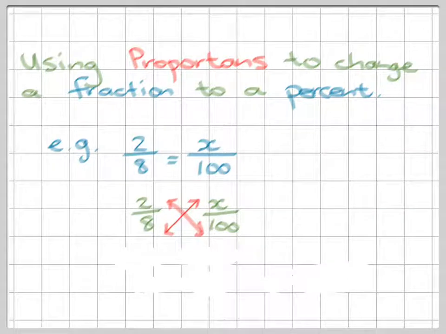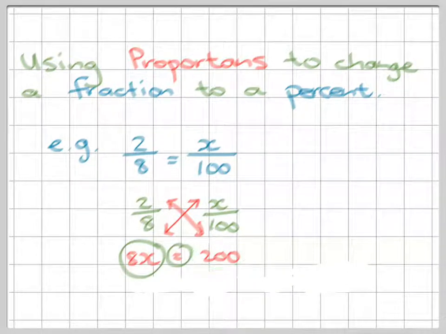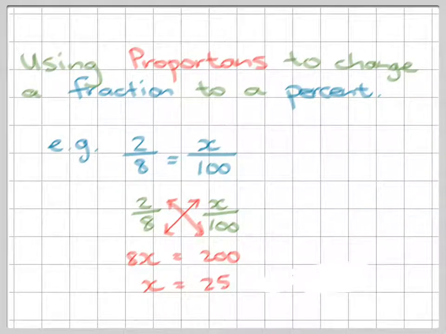So in other words, we're going to say 8 times x is 8x and 2 times 100 is 200. So we're still going to have our equation. It's going to be 8x equals 200. And then we can solve easily. We simply divide by 8 here and we divide by 8 there. So let's see what we end up with. X is equal to 25, which means it's 25%.